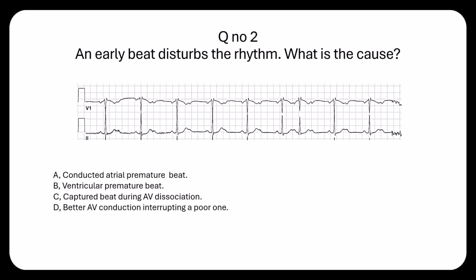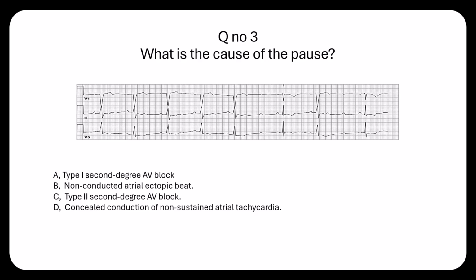A regular rhythm is disturbed by an early beat. What is the cause of the early beat from this list of options? 2 pauses disturb a bradycardia. There are 4 options to choose the correct answer from.